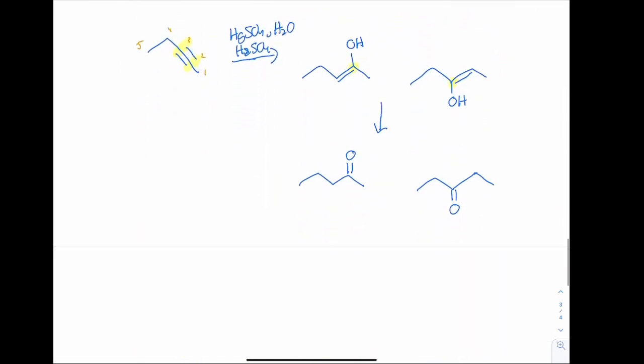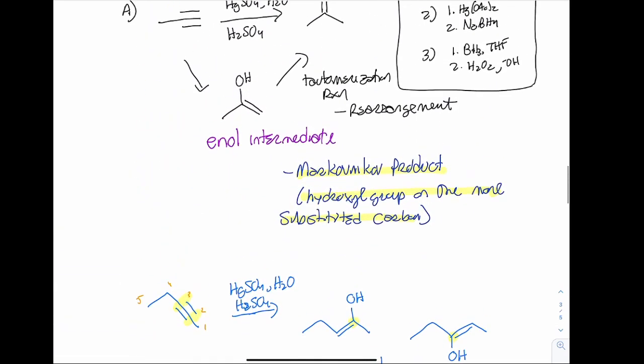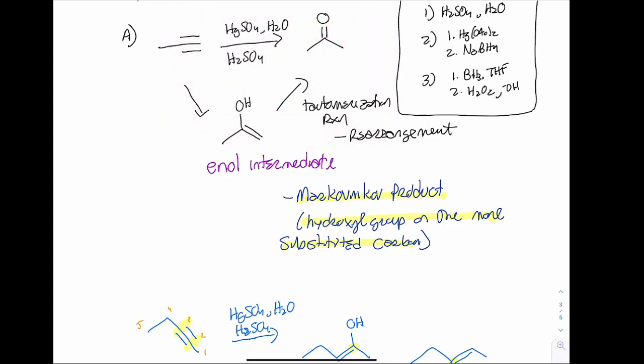My second method, and I'm going to use a terminal one again, so that way it's unsymmetrical. And we're going to use BH3, THF, and then hydrogen peroxide and hydroxide ions. And then this one's going to go through an enol intermediate also, but just like in alkenes, this gives us our non-Markovnikov product. So instead of putting my hydroxyl group on the more substituted carbon, like we did with our first option, I'm going to put it on the less substituted carbon.